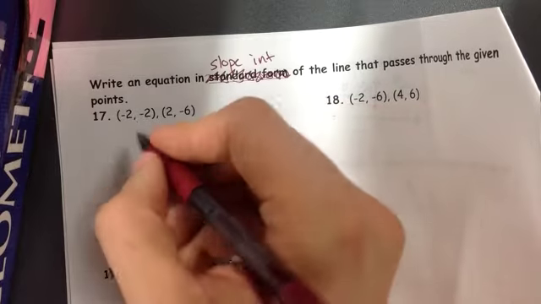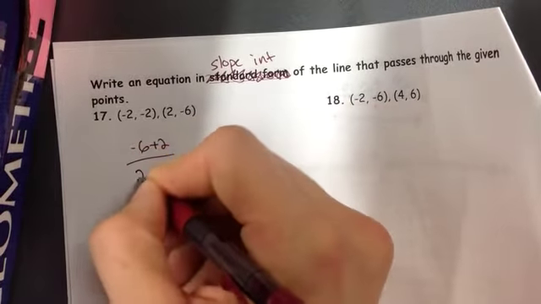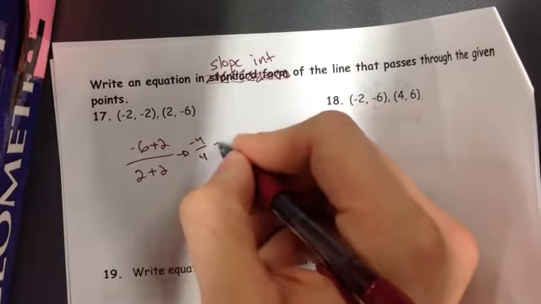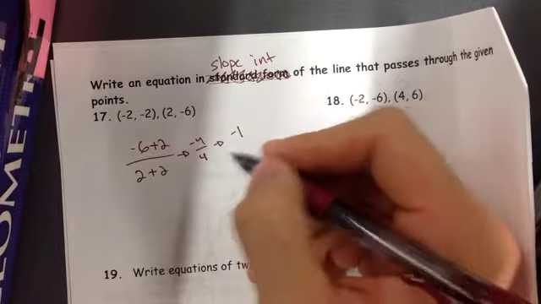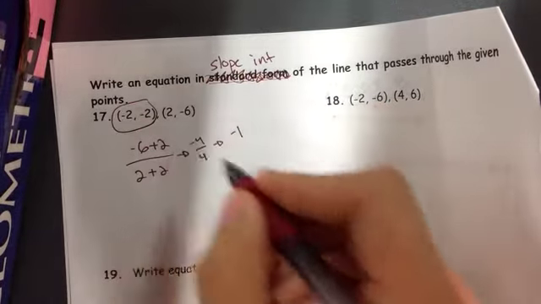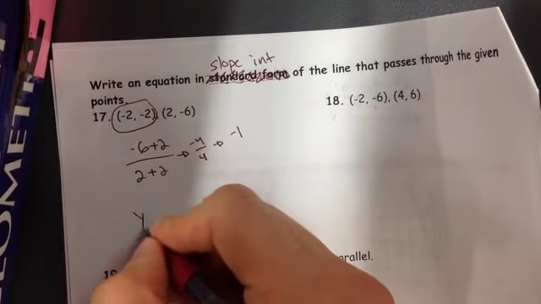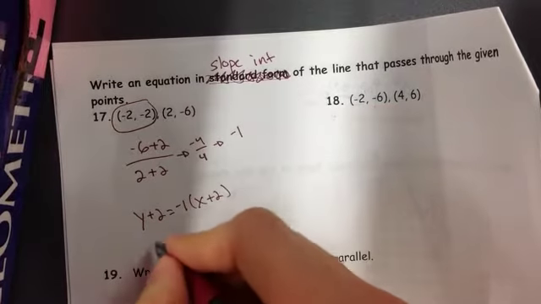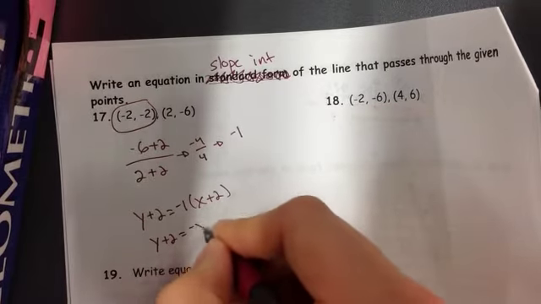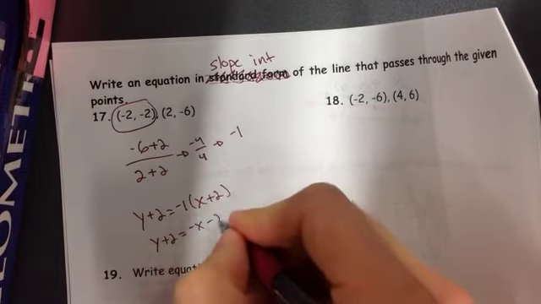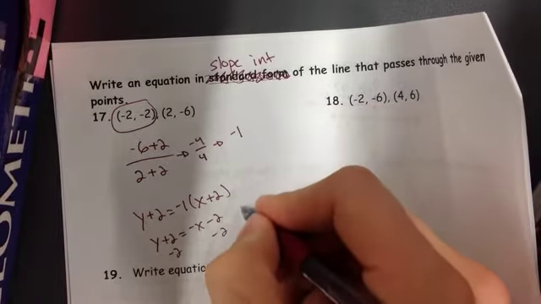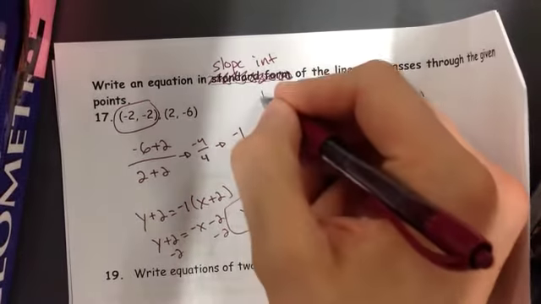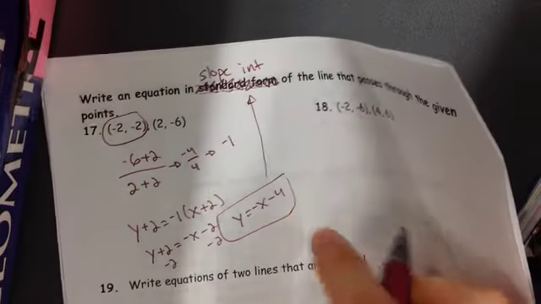So we've got negative 6 minus negative 2 over 2 minus negative 2. I'm going to get negative 4 over 4. That's my slope, and that'll give me a negative 1 slope. I'm going to pick these two numbers. They both have negatives. Negative 2 is going to be smaller. So I'll have y minus negative 2 is equal to negative 1 times x minus negative 2. That'll give me y plus 2 is equal to negative x minus 2. Subtract the 2 from both sides, and I will get y is equal to negative x minus 4. So if we're doing slope-intercept form, solving for y, that's what it's going to look like.